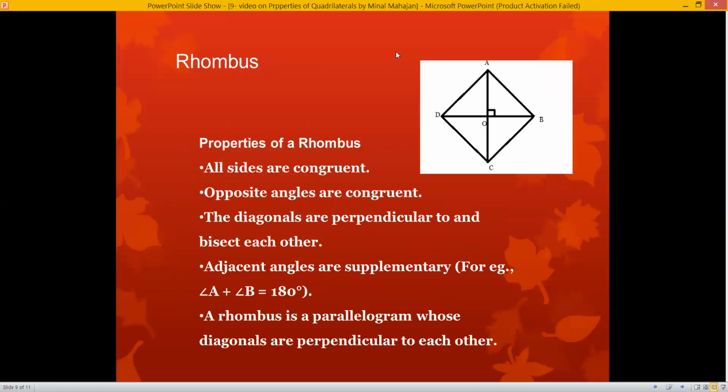Here it is rhombus. So properties of rhombus: all sides are congruent, opposite angles are congruent, the diagonals are perpendicular to and bisect each other, adjacent angles are supplementary. For example, you can see here angle A plus angle B is 180. The rhombus is a parallelogram whose diagonals are perpendicular to each other.